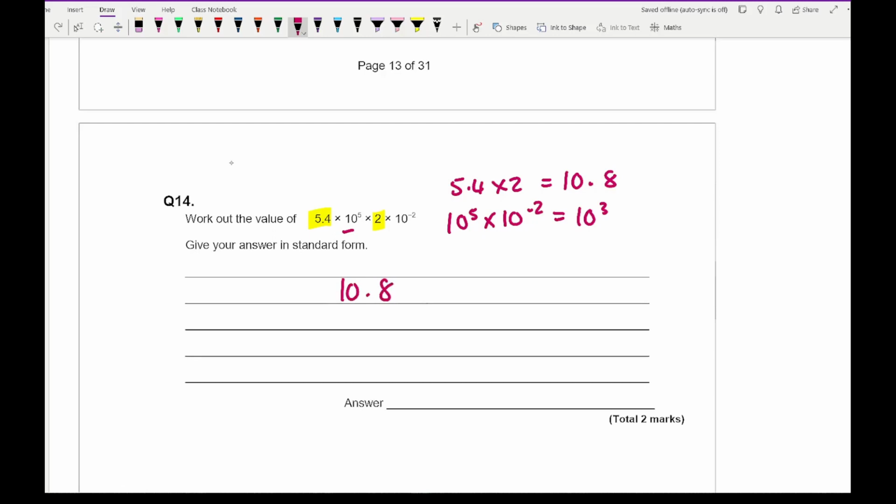Now from this, what you should notice is that this is not in correct standard form. So if I need to make this number smaller by 1 decimal place, I need to make the power bigger by 1. So the correct answer is 1.08 times 10 to the power of 4.